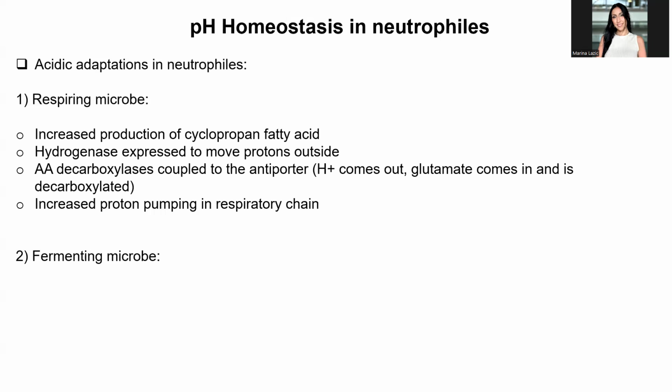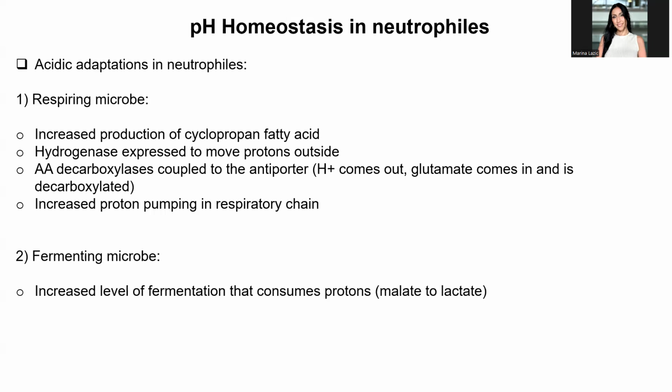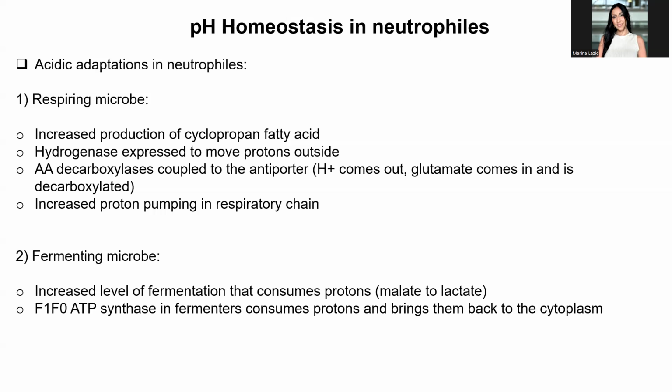What is happening with fermenting microbes? Fermenting microbes have slightly different structures, so they increase the level of fermentation that consumes protons. They try to make more conversion of malate to lactate, so they produce more lactate, just because they want to consume more and more protons so they can prevent protons from coming in.